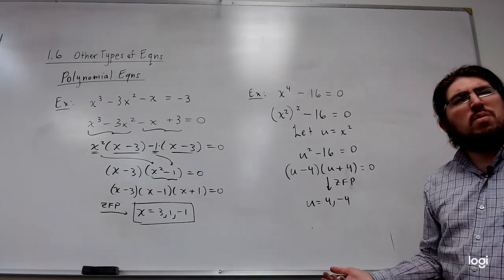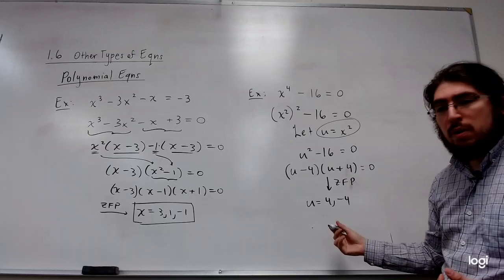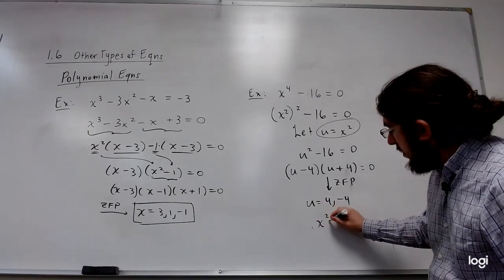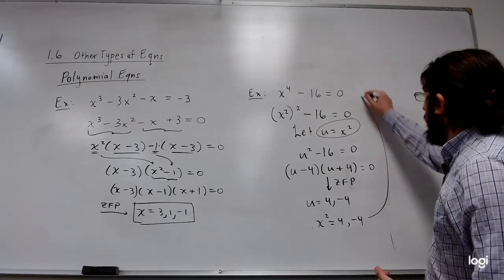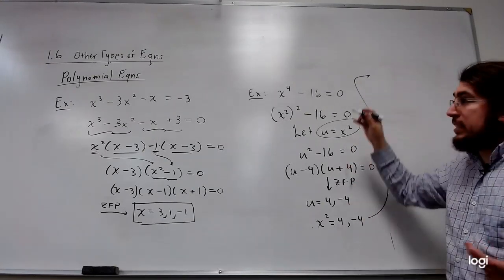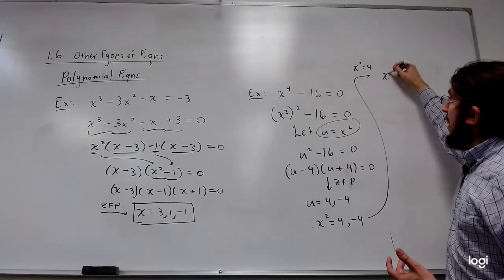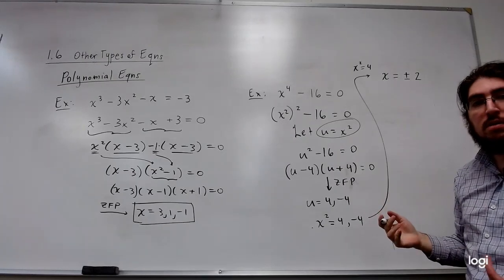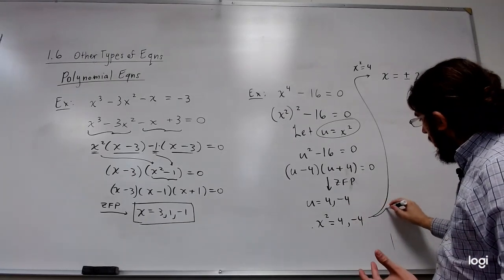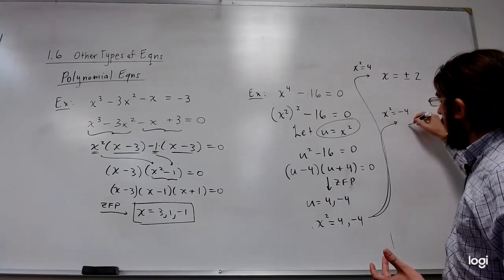Okay? But what was u? U was x squared. So if we replace u with x squared, we end up getting x squared is equal to positive 4 or negative 4. Now there's two cases. When x squared is equal to positive 4, let me write that over here. If you square root both sides, you get x is equal to plus or minus the square root of 4, which is plus or minus 2. That's great.